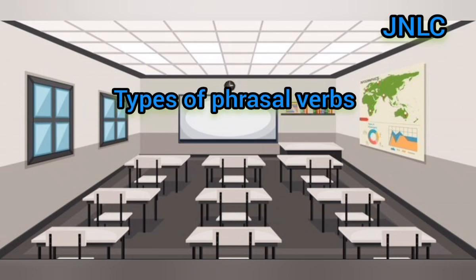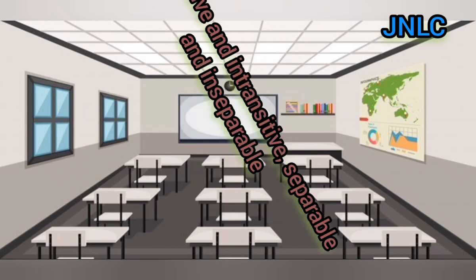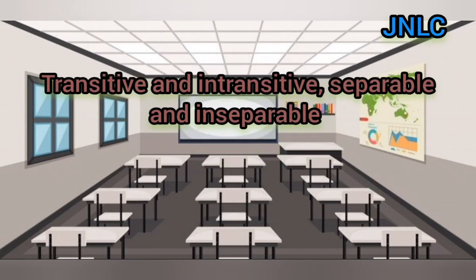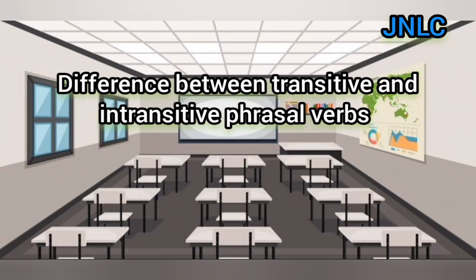Now, let's consider types of phrasal verbs. To better understand phrasal verbs, it helps to organize them into pairs: transitive and intransitive, separable and inseparable. A phrasal verb can belong to one of each pair, although all separable phrasal verbs are transitive.